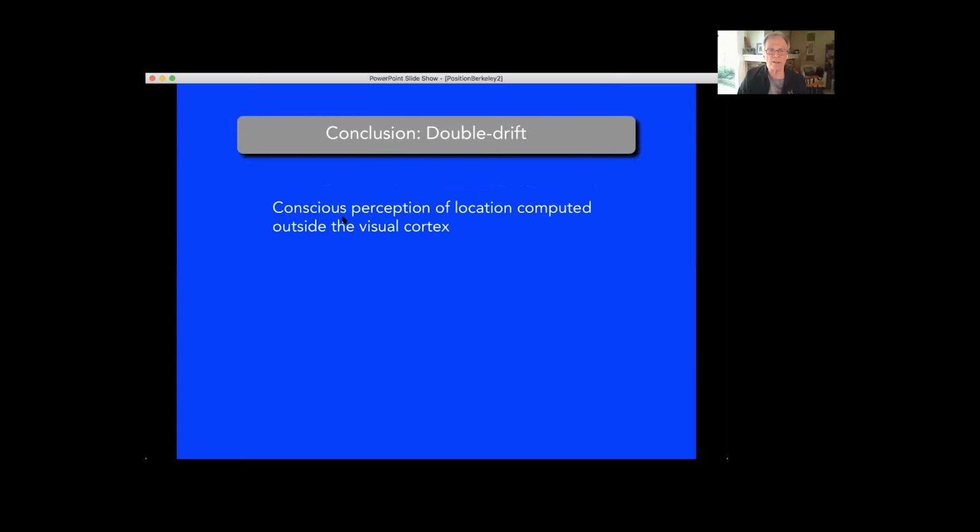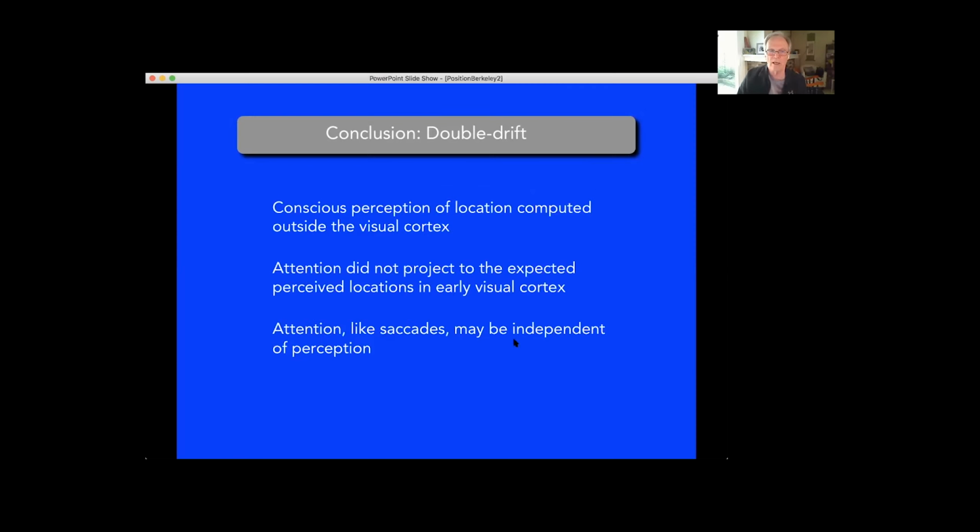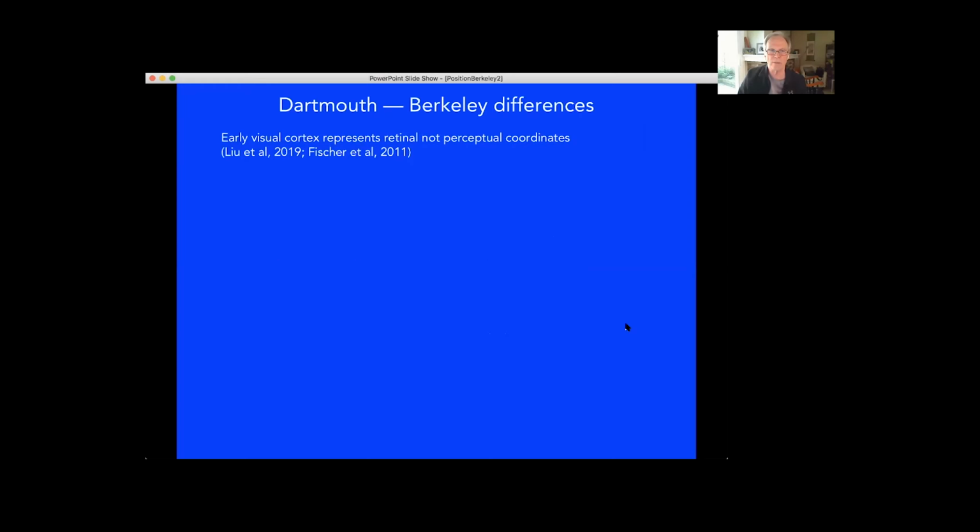Well, we could imagine that conscious perception of location is really computed outside the visual cortex. Visual cortex gets the data, but something else is constructing our model of the perceived world in terms of location, at least we can say. And we can only get that far because attention didn't project to any of the perceived locations in early visual cortex, so we can rule them out. Nothing was happening there. And so attention may be independent of perception, like saccades.